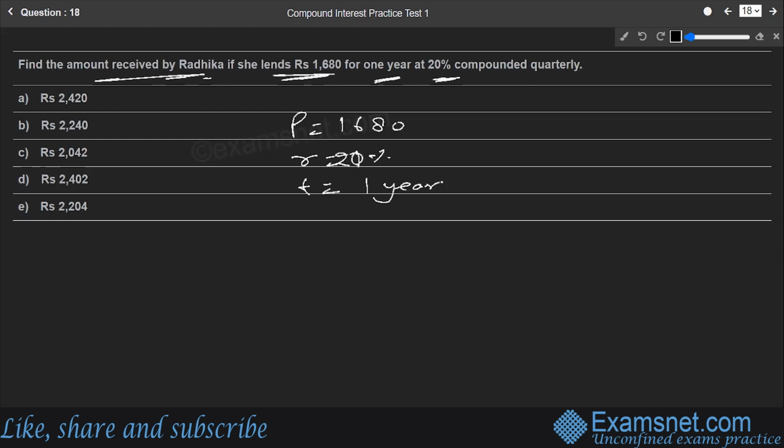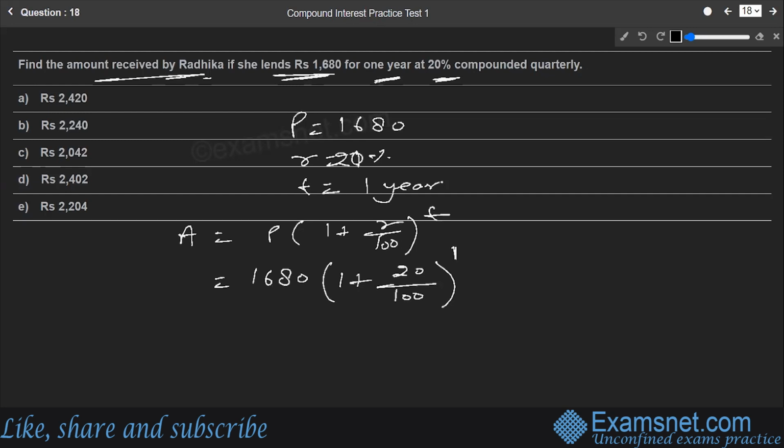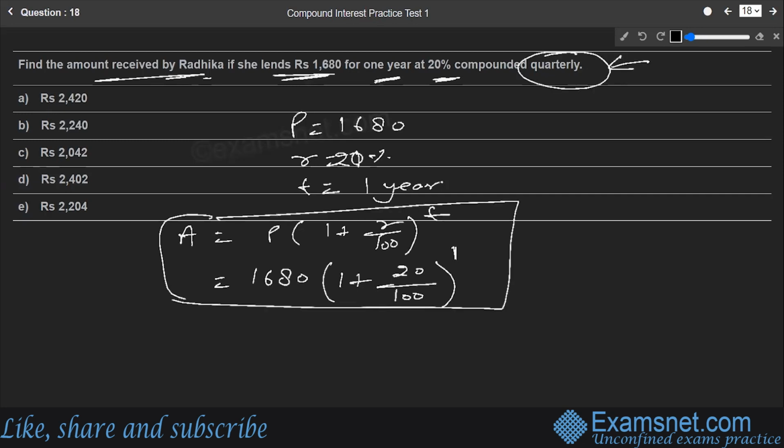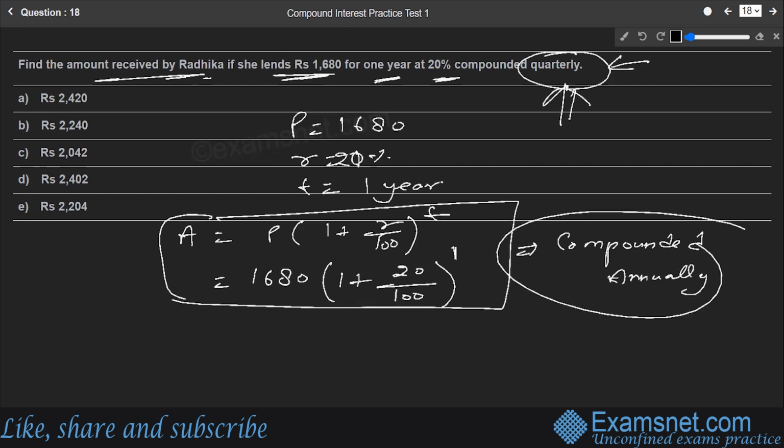So let us use the formula of compound interest, which is amount is equal to P into 1 plus r over 100 to the power t. We have all the values, so we'll put the values: 1680, 1 plus rate value 20 divided by 100, to the power t. Time is 1, so for time we keep 1. Okay, but this would have been the situation if the thing was compounded annually. They say the compounding is not done annually, rather it is done quarterly.